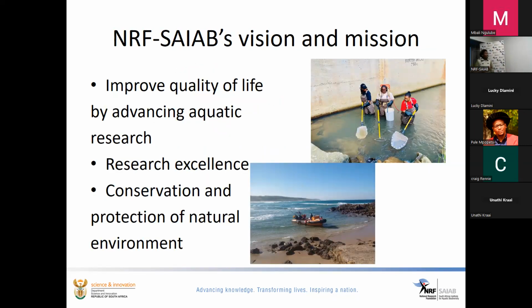NRF-SAIAB's vision and mission is to improve the quality of life of South Africans by advancing aquatic research. We strive for excellence in research for the sustainability of the environment. NRF is responsible for the conservation and protection of our natural environment, that is marine and freshwater environments.